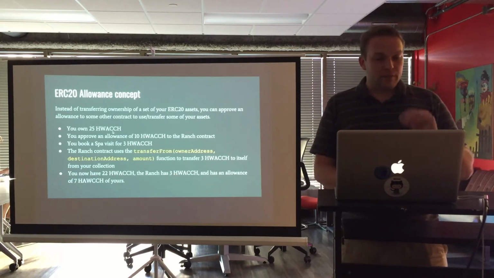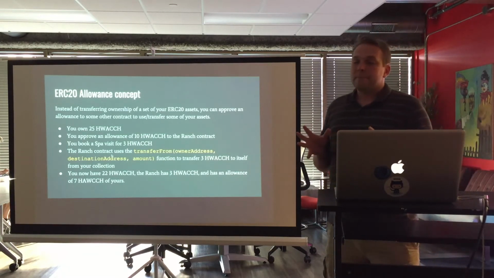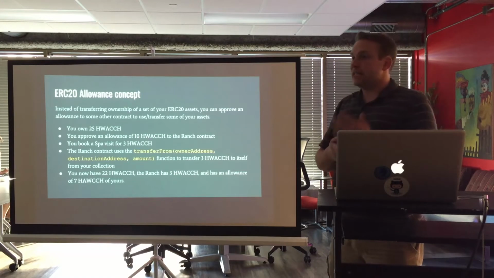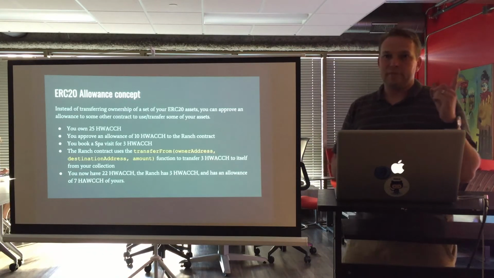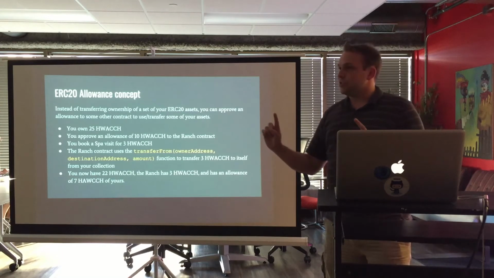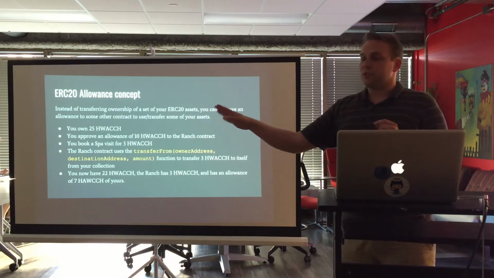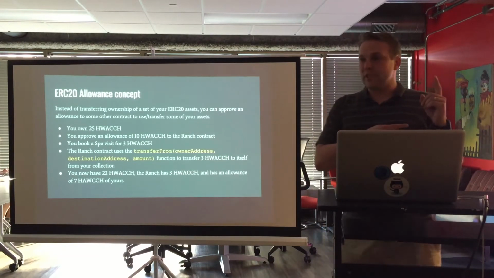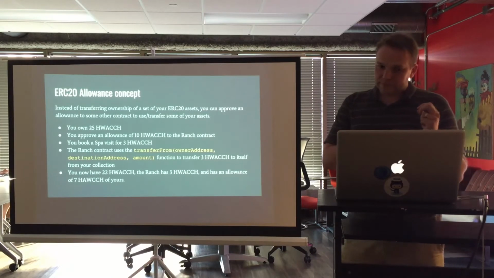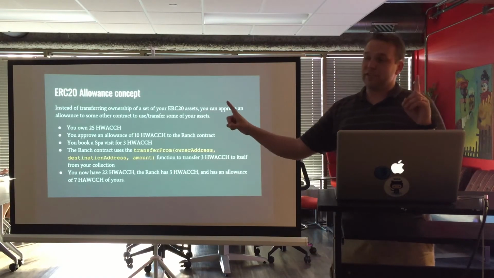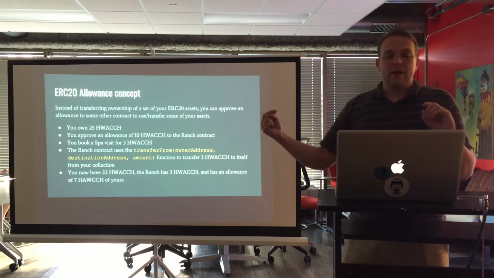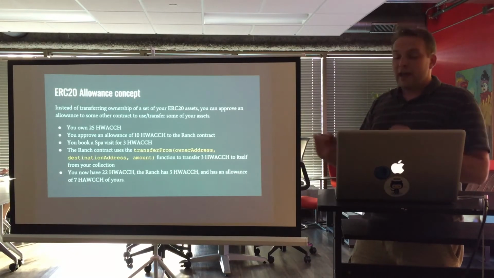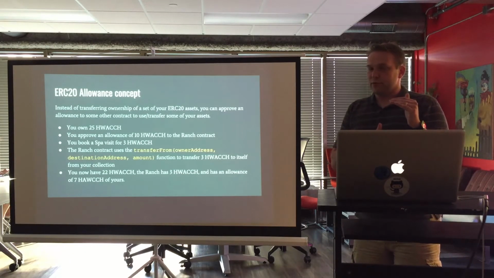The example here is, if you have 25 HWATCH to start with, you execute a function on the HWATCH contract saying you're going to give the ranch an allowance of 10. So that's one transaction. Then you go to the ranch and say, I want to do something with HWATCH. I want to send 3 HWATCH to you. The ranch then needs to reach out and use that allowance to take 3. After the ranch has done that, so 2 transactions, nicely we've dropped it from 3 to 2. Then you have 22, you've lost 3. The ranch now has 3, it took your 3, and it has an allowance of 7. Its own allowance got reduced by 3.